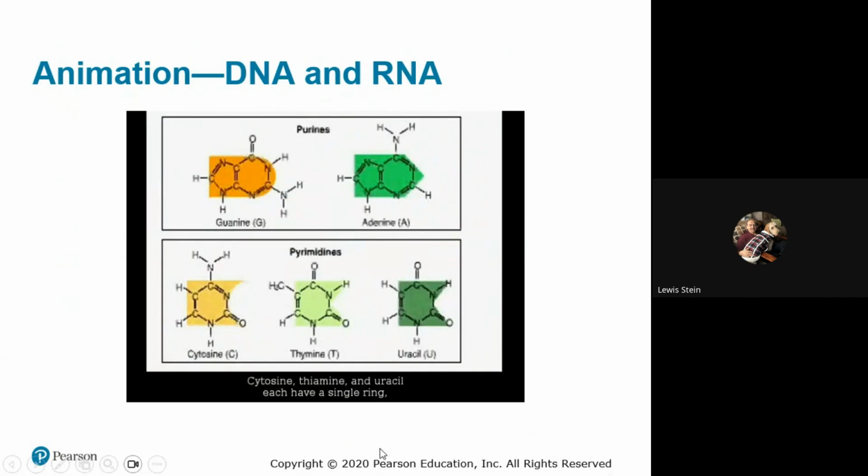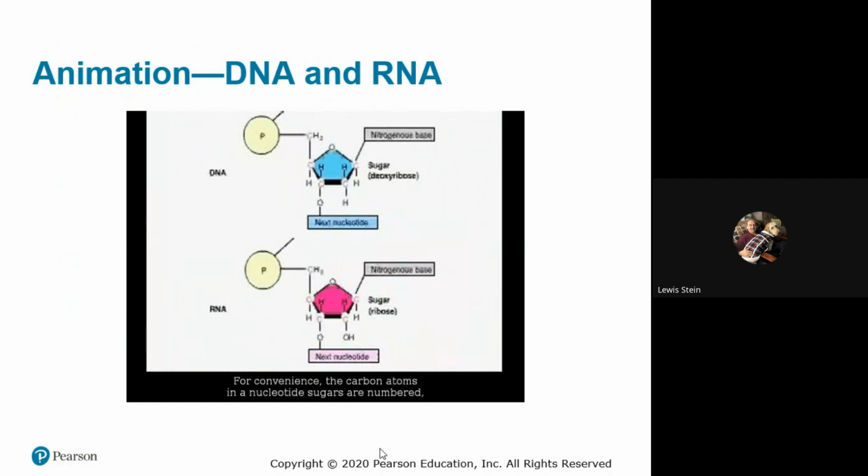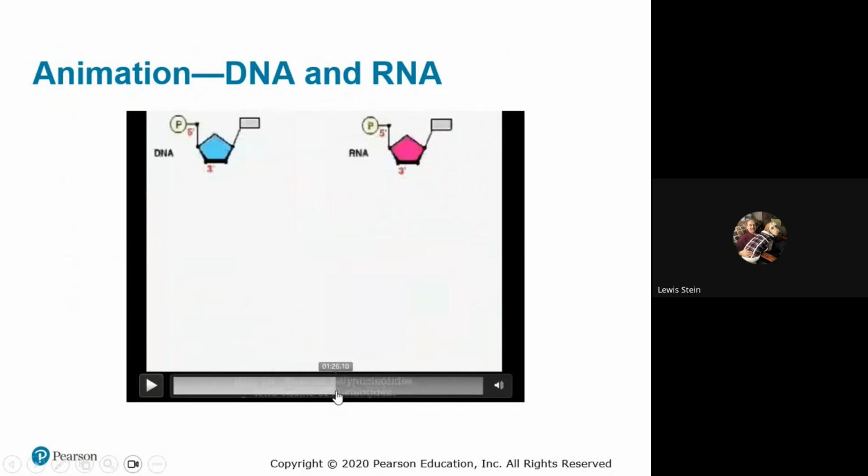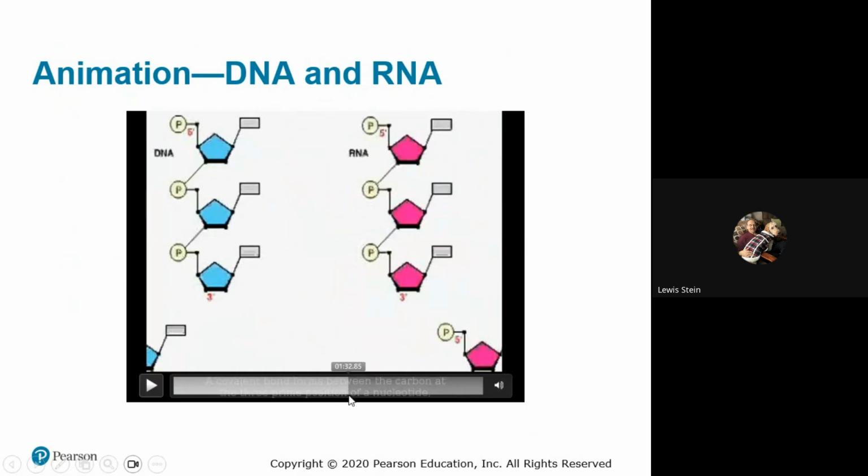Cytosine, thymine, and uracil each have a single ring, and these three bases are called pyrimidines. For convenience, the carbon atoms in a nucleotide sugar are numbered, beginning with the carbon atom bonded to the nitrogen. You don't have to know the numbers. Moving around the ring, up to the carbon... we'll save the numbers for down the road, because this is a little bit more than we need.